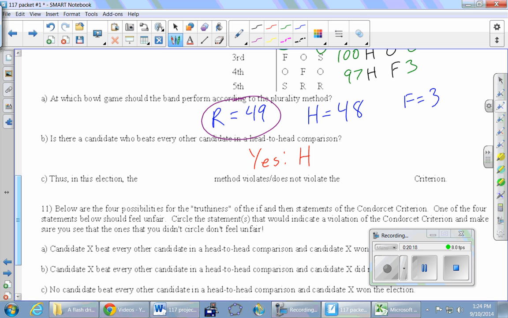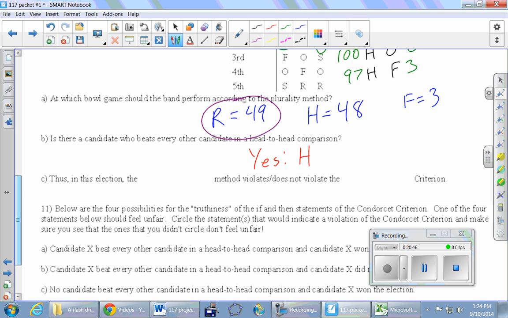It says in this election, the blank method, that's one of our 4 vote counting methods, violates or doesn't violate the blank criterion. What was the vote counting method that we used here? It was plurality. Now it's really easy to say a different answer. Plurality is the right answer, but we just did some head-to-head comparisons, and so it's really easy to think that we were doing the method of pairwise comparisons. But that's not how we found a winner. We found a winner by plurality.